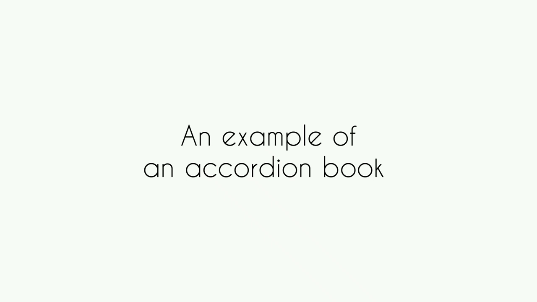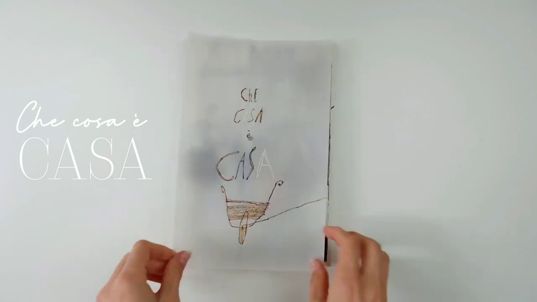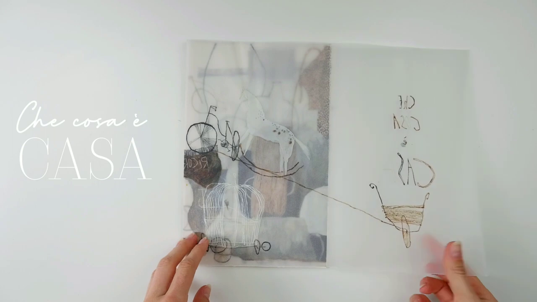An example of an accordion book. Let's look at 3 examples of an accordion book. The first book is called What is a House?